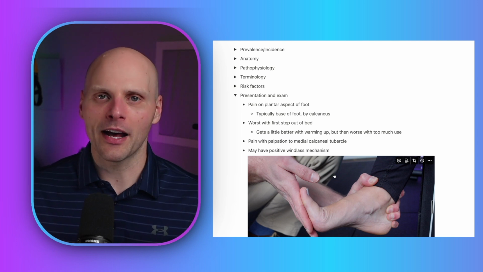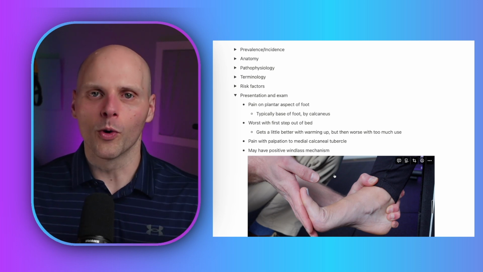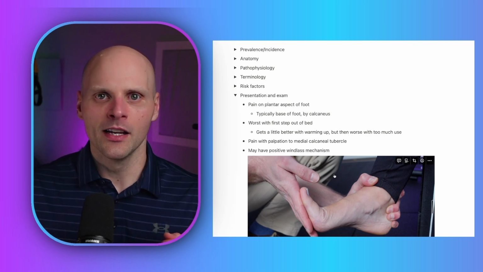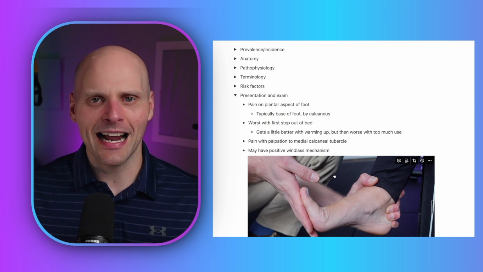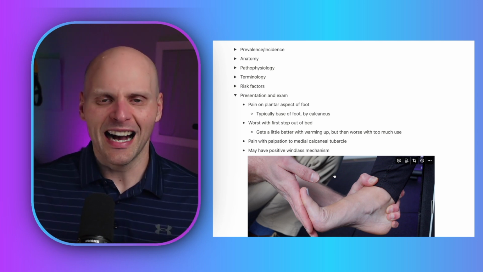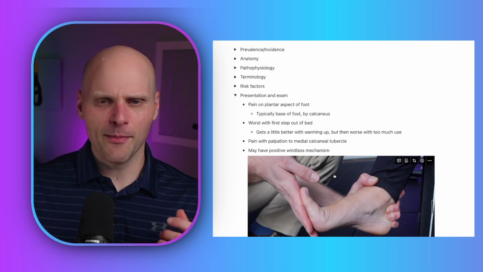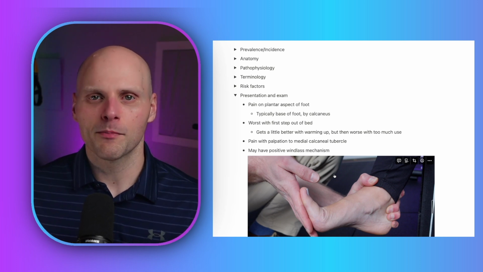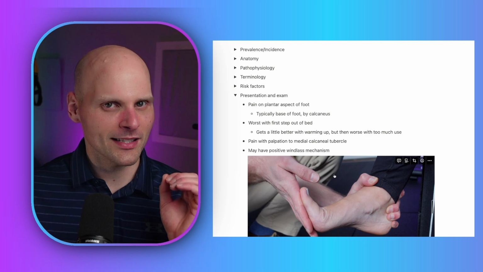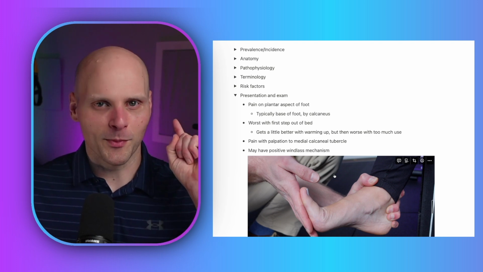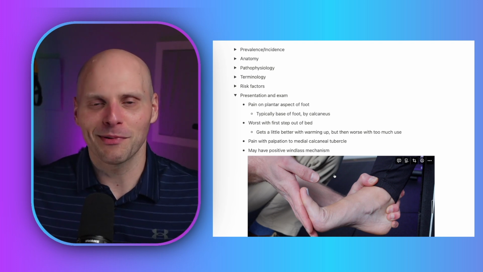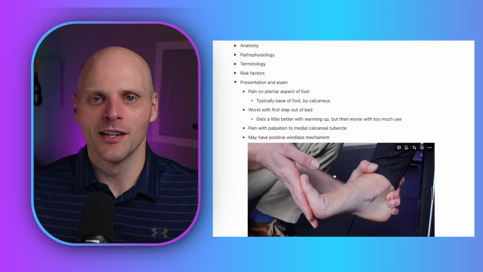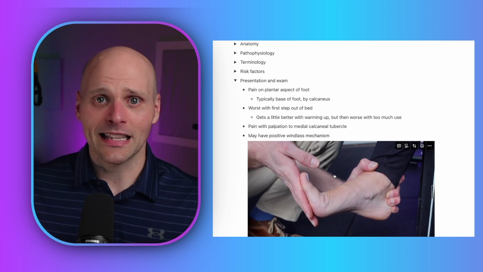That's a classic pattern for plantar fasciopathy: worse with the first step out of bed, then it gets a little better as it warms up. It's very much like a tendinopathy, where it hurts when I first start, then it loosens up and warms up, and if I use it too much, it gets worse again. So that's how it presents, and that's pretty much pathognomonic. If someone comes in with that, you can say across the room, yep, that's most likely plantar fasciopathy, and you don't necessarily have to do a whole lot more, but that's the classic story.